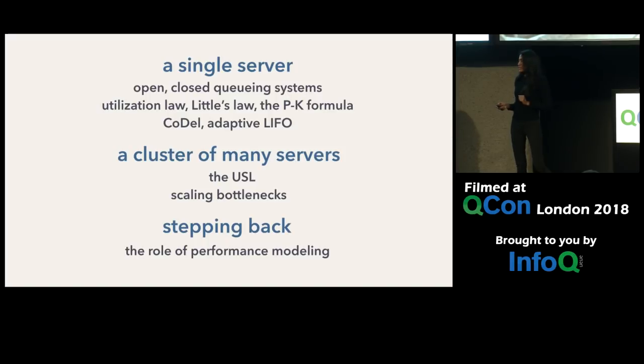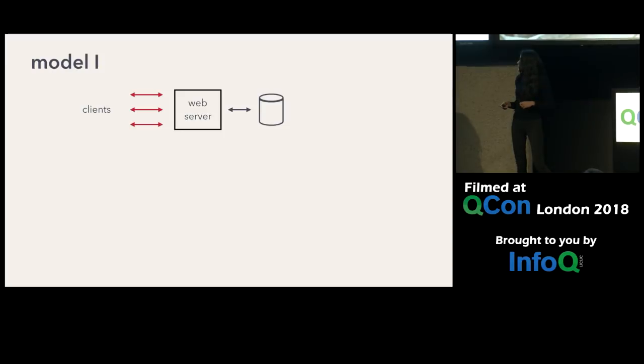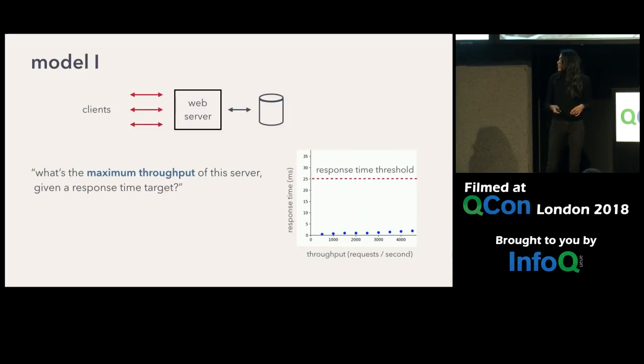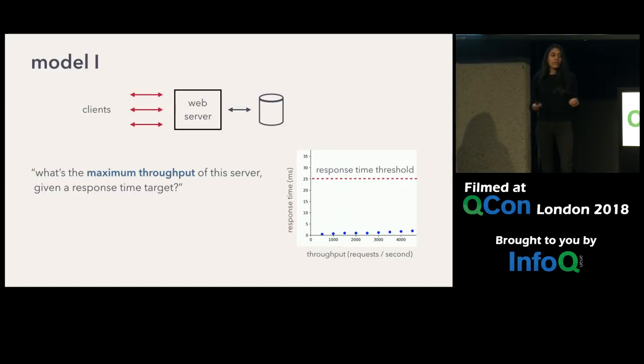So for a single server system, say for example, our model is a simple web server. It receives requests from a client. It processes them, pretty standard. Now, the questions we typically have about such a system are, what's the maximum throughput the server can support without falling over? That is, given we have an SLA, a response time or latency threshold that we don't want to cross, what's the maximum requests per second we can serve?